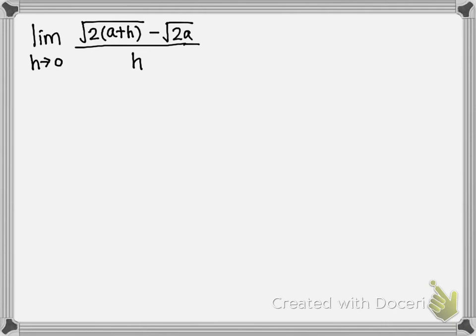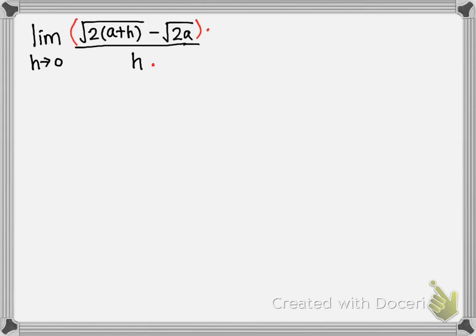Now, the first step you can do is direct substitution. But when you replace h by 0, you get a 0 denominator. So that won't work. Well, the next thing we can do is factoring or the conjugate. And we have a square root expression, so we need to multiply the top and bottom by the conjugate.